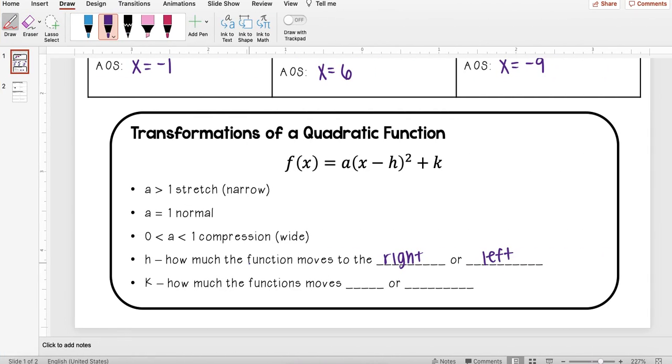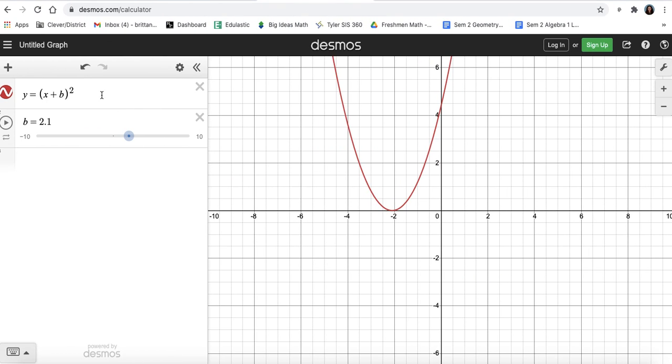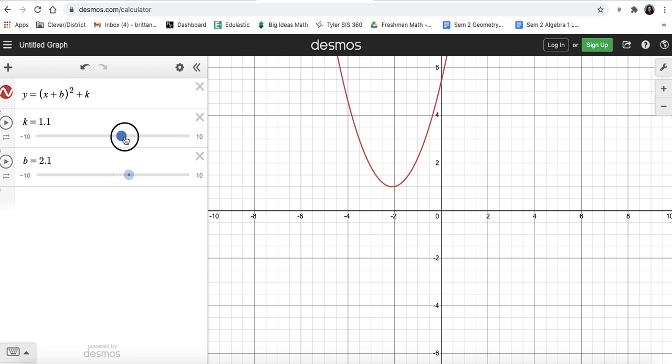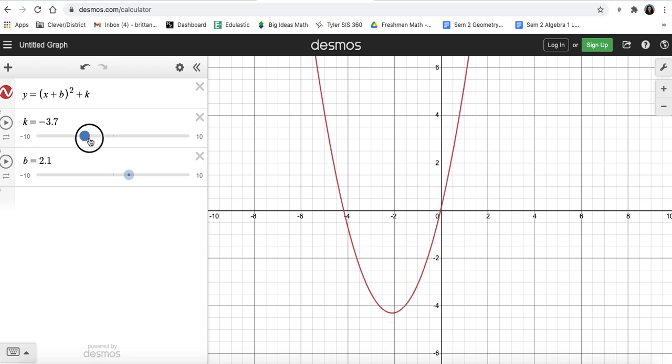And then the k is going to tell you how much the function moves up or down. So if it's bigger than 1, it's going to go up. If it's less than 1, it's going to go down.